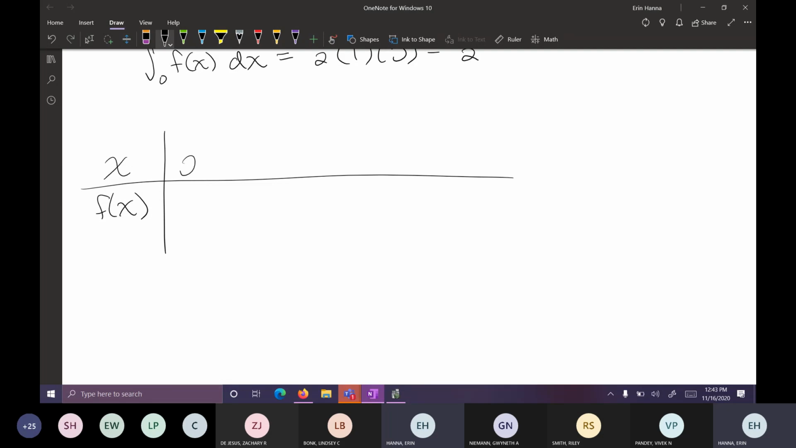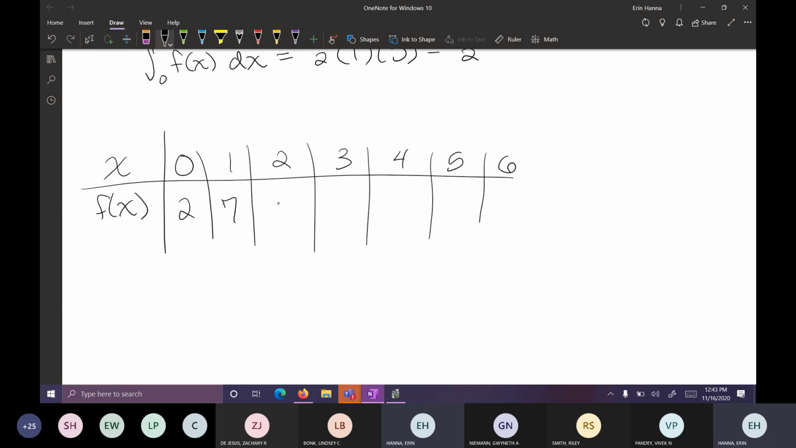It doesn't matter. Let's do 2. Oh no, it does kind of matter. Okay, let me be careful. 0, 1, 2, 3, 4, 5, 6. Let's just do that. 2, 7, 3, 4, 10, 8, 5.